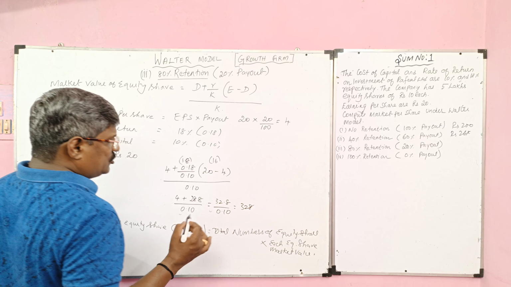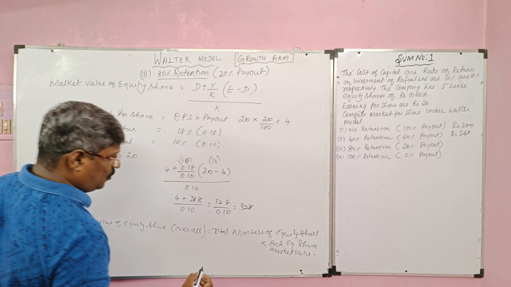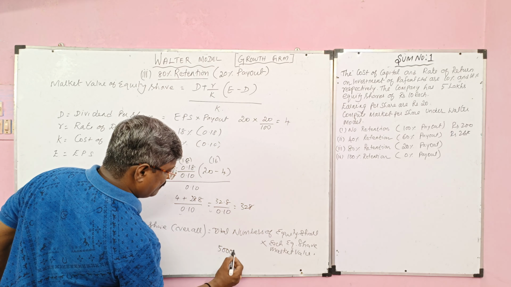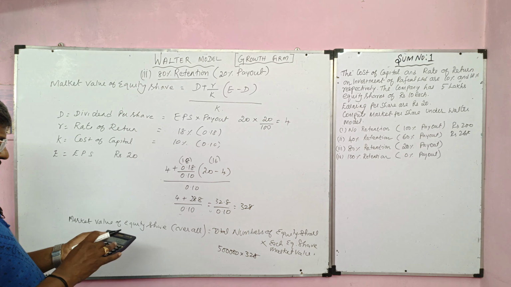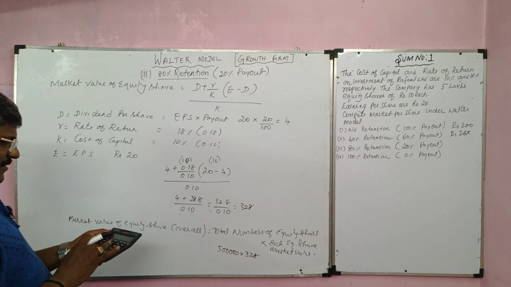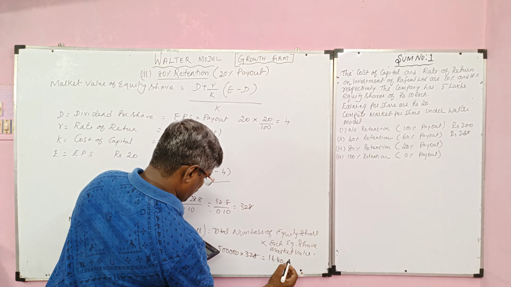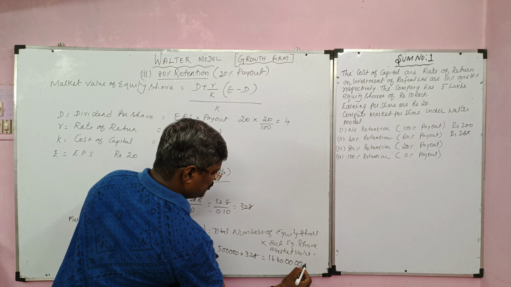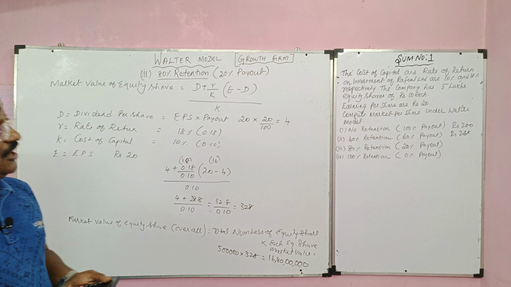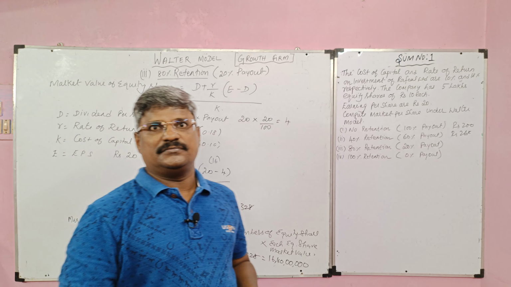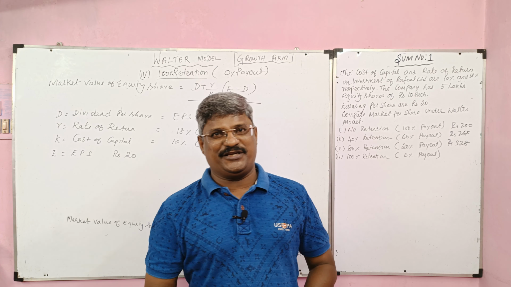So 32.8 divided by 0.10 will get 328 per equity share. So the total market value of equity share as a whole, 5 lakh multiplied by 328. So the answer is 1640 00 000. Students, we completed third situation. Now we'll go to the fourth situation.